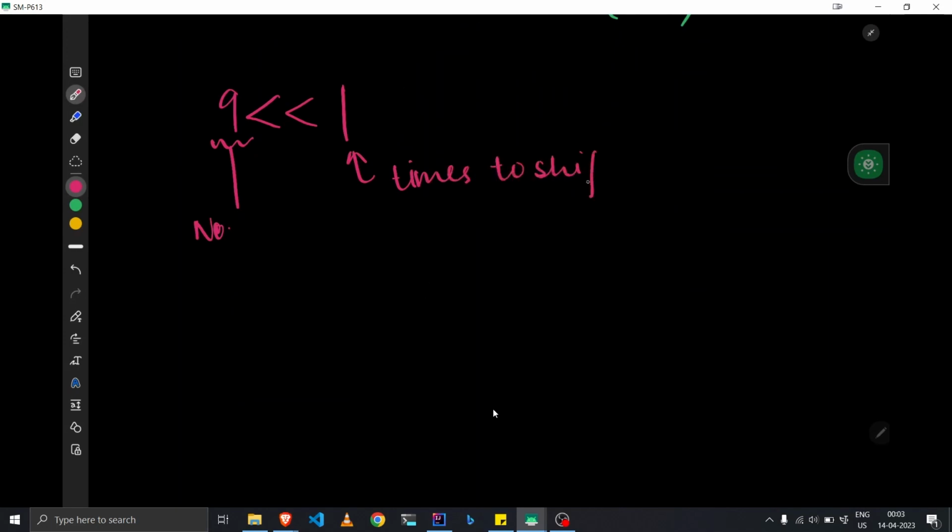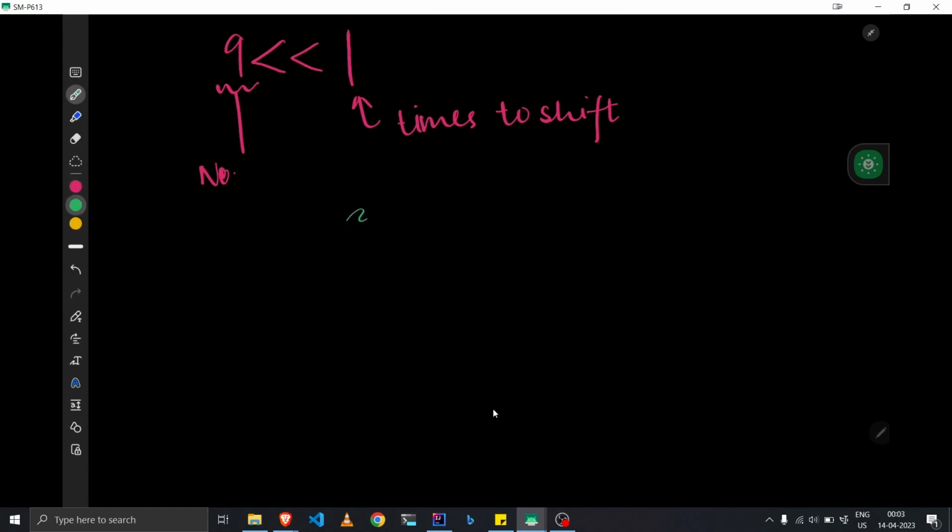Let's say we take a number 9 and we use the left shift operator on it, let's say one time, okay? This will specify the number, and this will specify the number of times to shift, right?